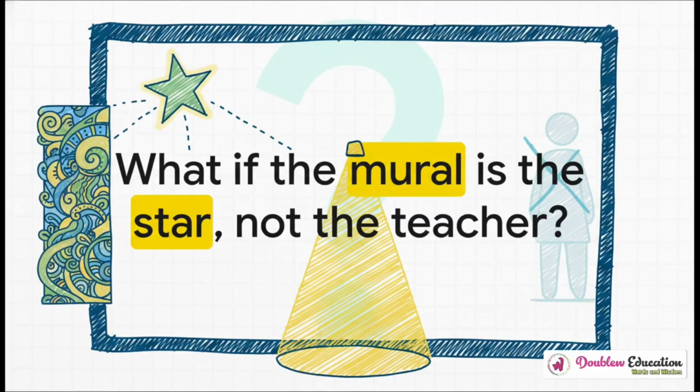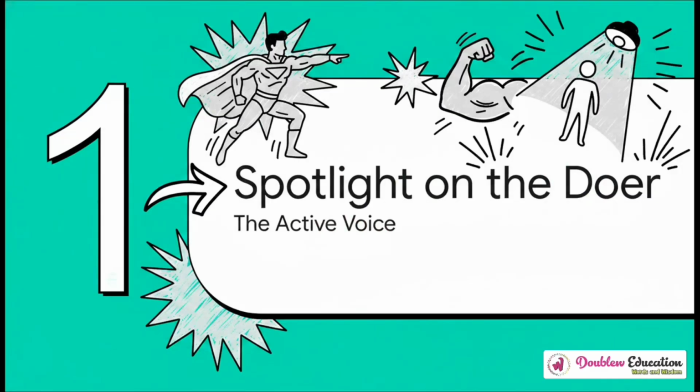But hang on a second. What if we wanted to make that beautiful mural the real star of the show? Put the spotlight on the painting itself instead of on Mr. Verma. How could we flip Neha's sentence around to do that? Well, that's the big question we're going to answer today. To figure that out, let's first take a look at the way we speak most of the time.